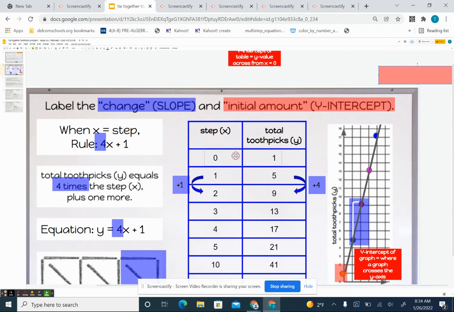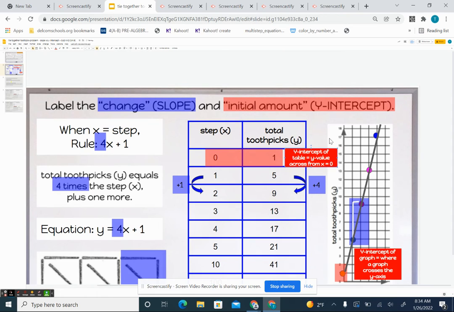So I'm highlighting everything red that has to do with initial amount. And I'm going to drag this image down above the other text box, the smaller one, because when you have a data table, the initial amount is always going to be the number across from 0. So the red stuff's brand new. It's new to you. You've done slope quite a bit, but you've never done this initial amount before.